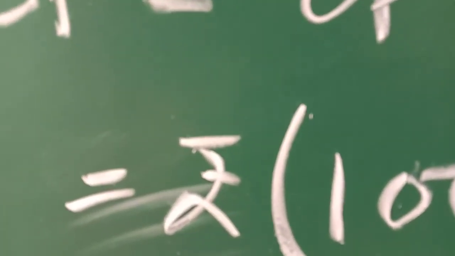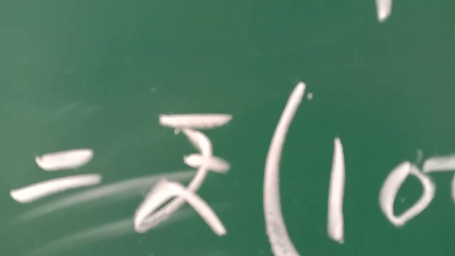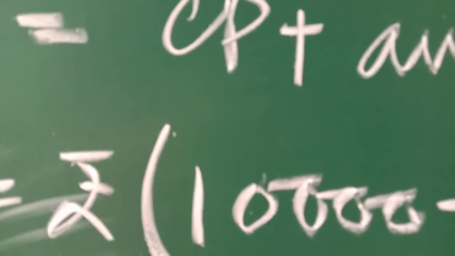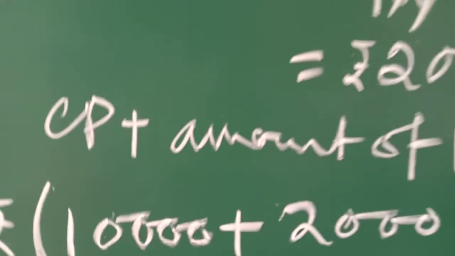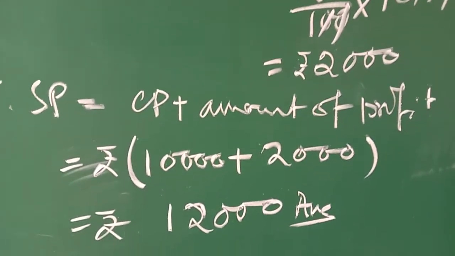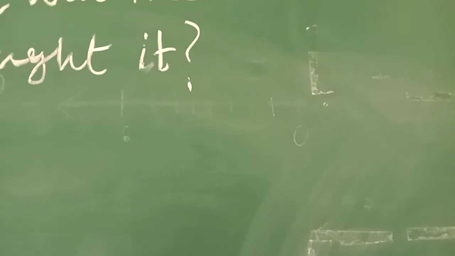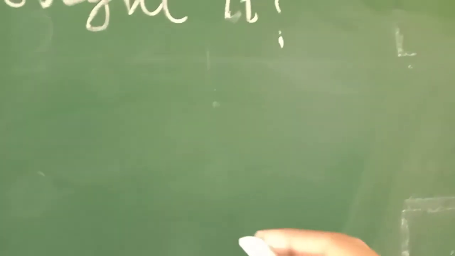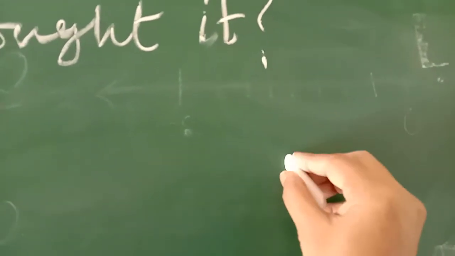It will be 12,000. Understood? Then the selling price of the TV was 12,000. Understood? Now before going to the next sum, I want to give you some formulas, a shortcut way.